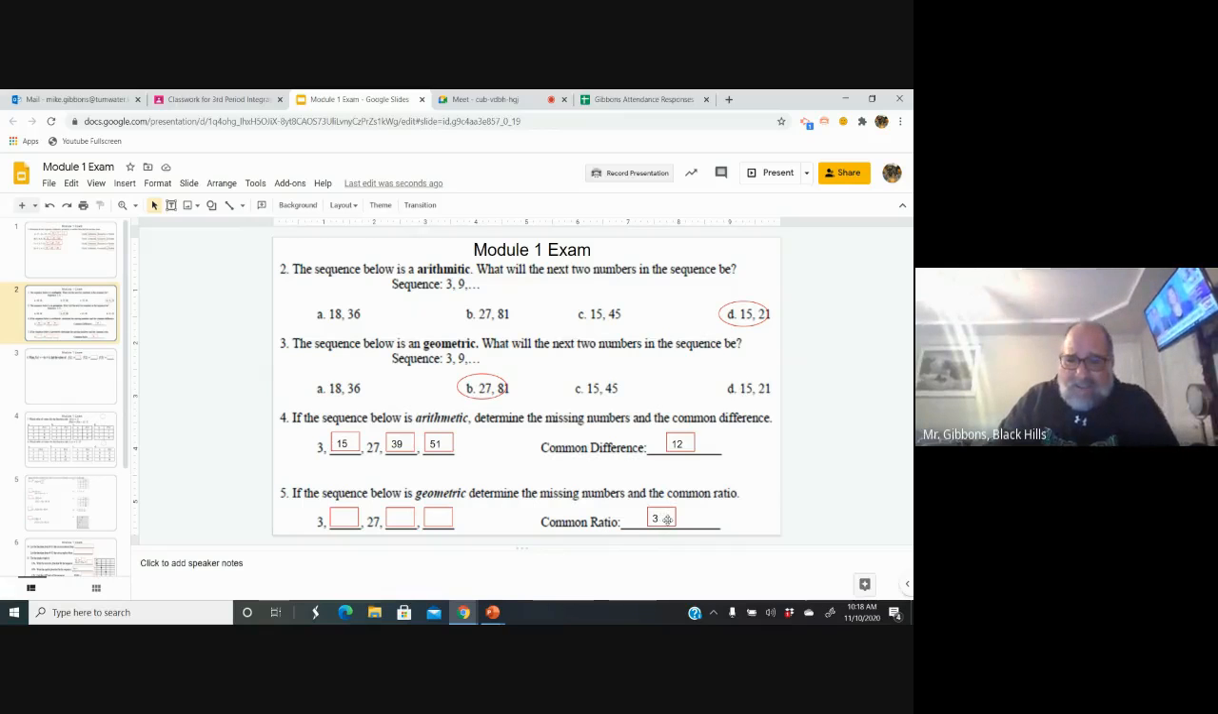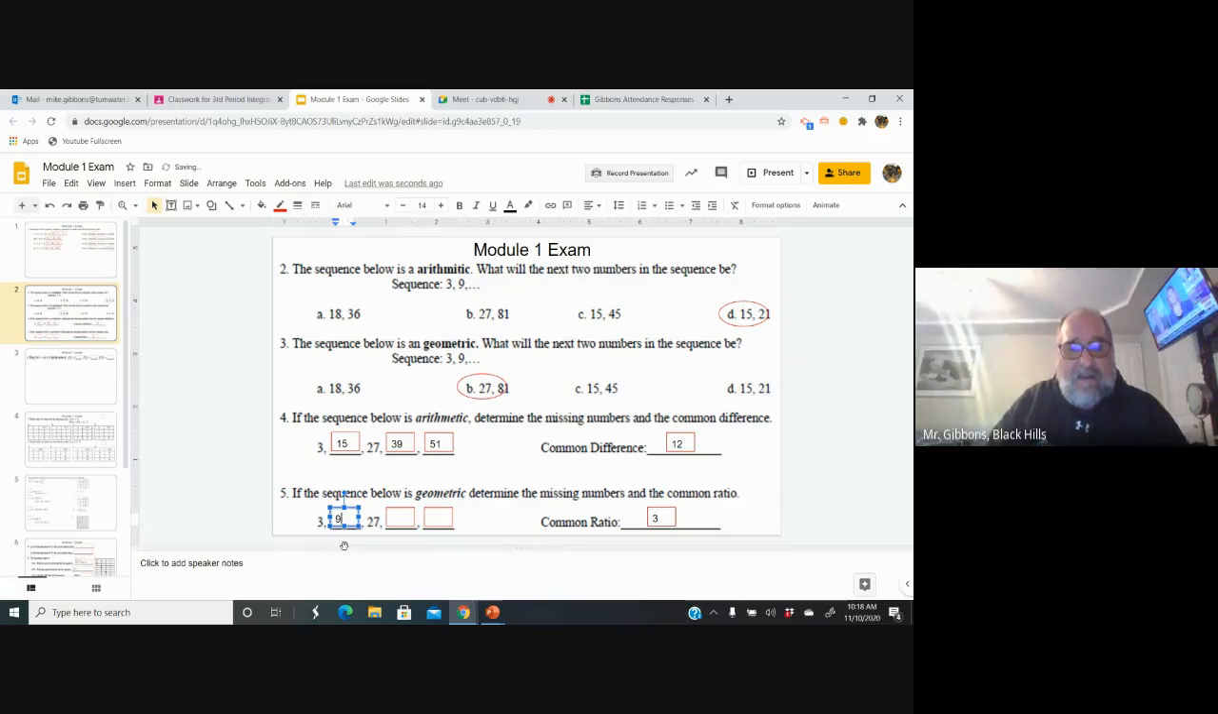And here's how I check to see if it worked. Well, 3 times 3 is 9. 9 times 3 is 27. So I know this is correct, and I know my 9 is correct right there. Now, let's go 27 times that 3, and I'm going to get 81.